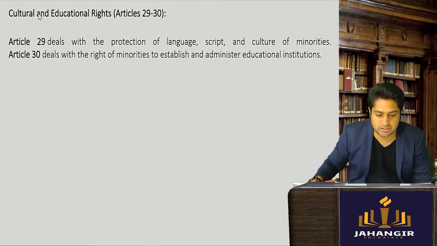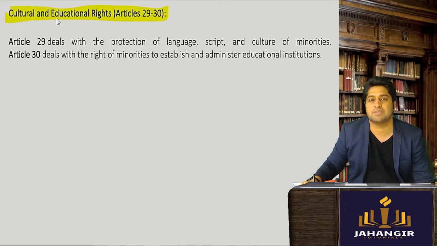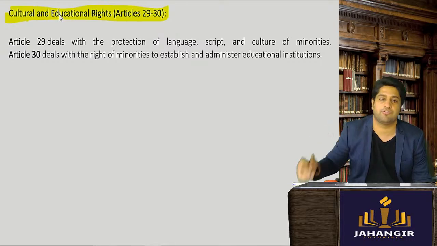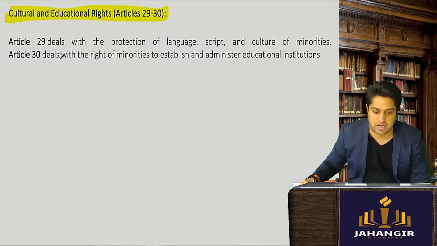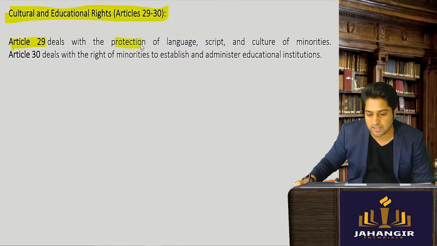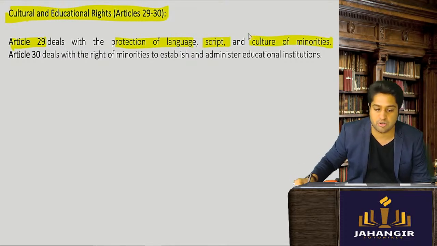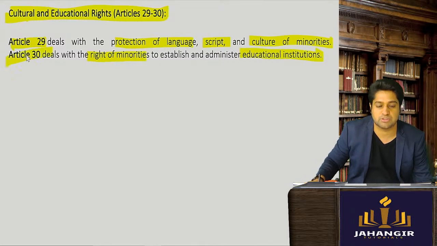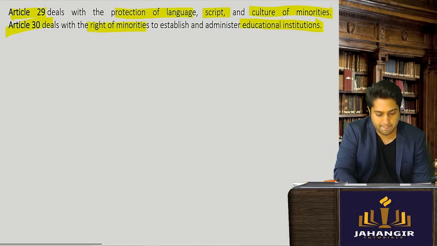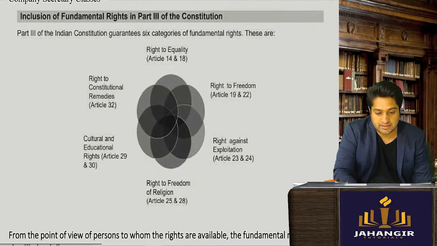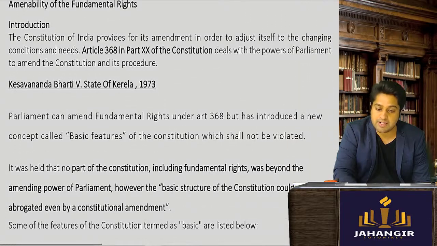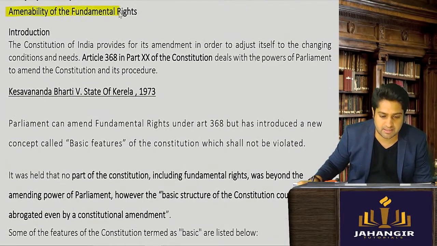Then comes your cultural and educational rights. Cultural rights means to protect the minority and the culture of the minority, the language, etc. Article 29 deals with protection of language, script, culture of minorities. The right of minorities to establish their own educational institutions is given in Article 30. Then, you've done all of this, comes the amendability of the fundamental rights.